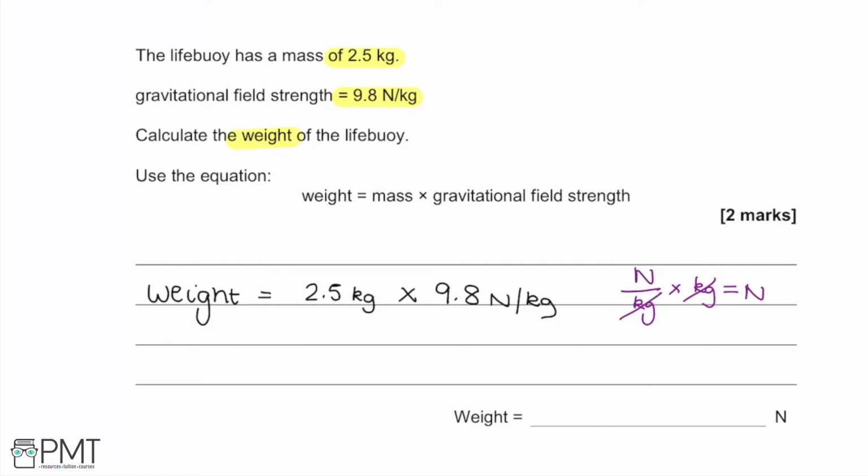So then we can simply do the 2.5 multiplied by the 9.8, and that is going to give us 24.5 newtons. It doesn't ask us to round it to any number of significant figures, so we could round it to 25, but I'm just going to give my answer as 24.5 newtons.